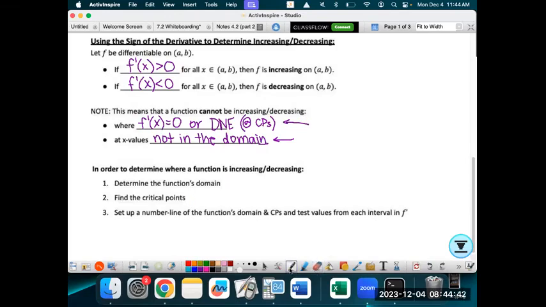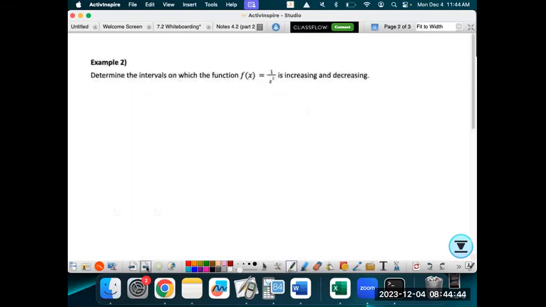So let's go ahead and do our first example. First and foremost, get that function's domain. This is a rational function, so we are going to have issues in the denominator. The denominator cannot equal 0. That is the only problem that we have here, so we're just going to say x cannot equal 0 is our domain.